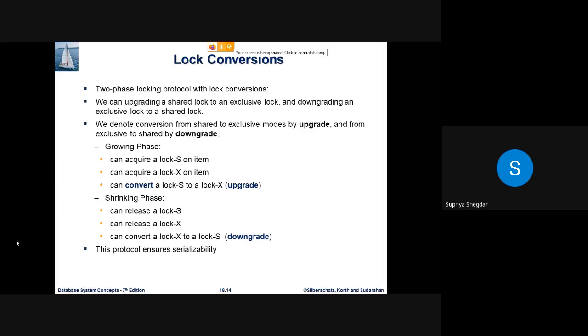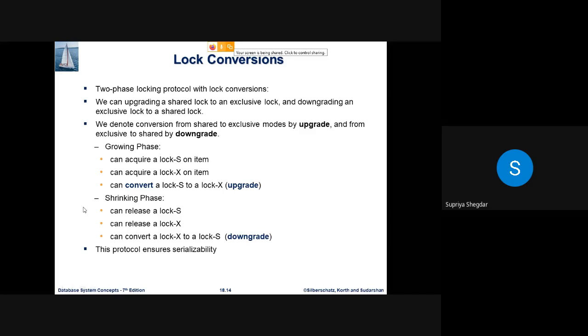So in the two-phase locking, the first phase is the growing phase. In it we can acquire the lock S on the data item, means shared mode lock, and also we can acquire the exclusive mode lock on the data item, and then we can convert the shared mode lock to the exclusive mode lock. So it is called the upgrade, means upgrading is possible in the growing phase.